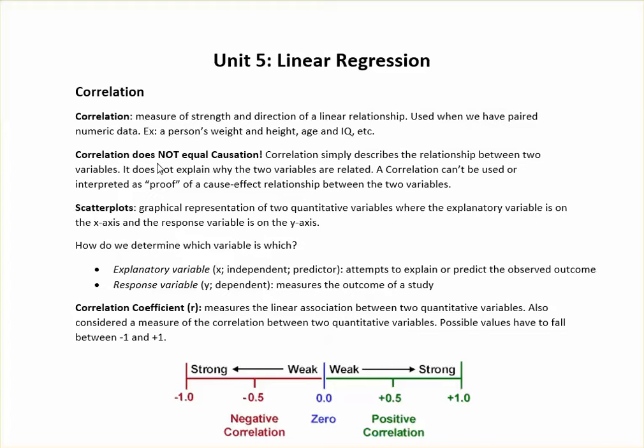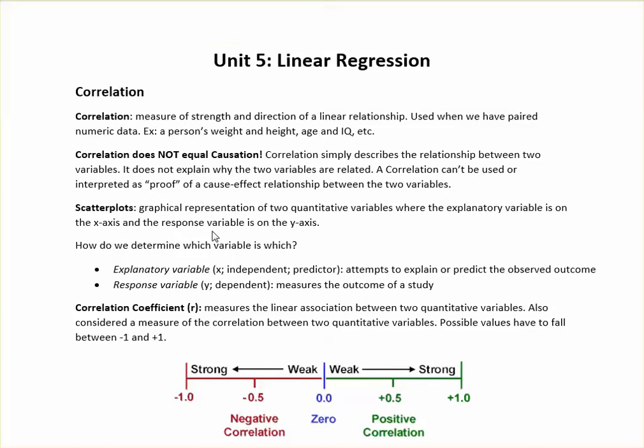Really big here though, correlation does not equal causation. Correlation simply describes the relationship between two variables, it does not explain why the two variables are related. A correlation can't be used or interpreted as proof of a cause-effect relationship between the two variables. So really important, you can't prove anything. It doesn't mean this causes this. It just means that they're related, and how strong they're related, or the direction of their relationship.